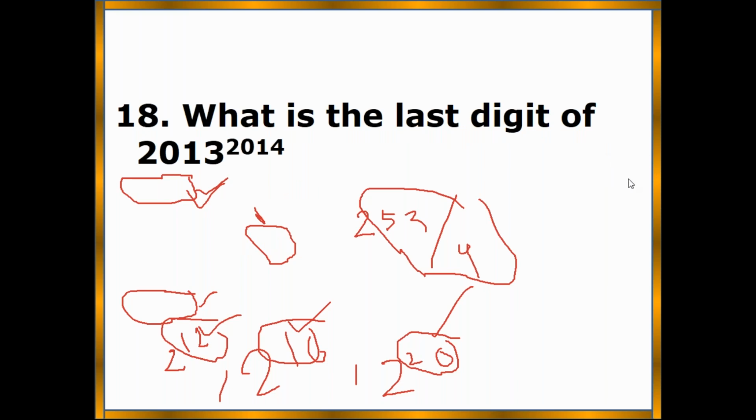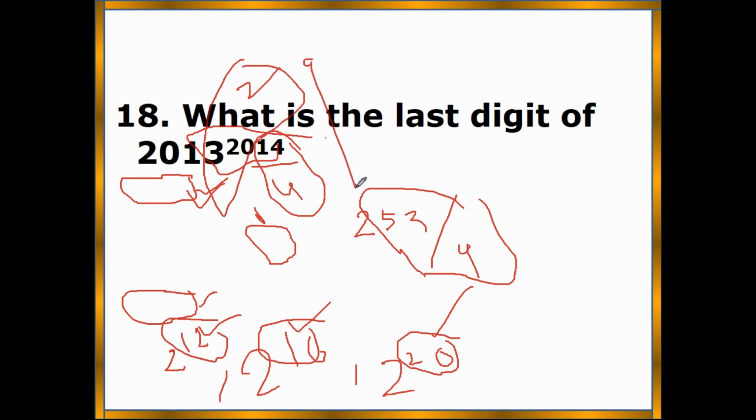2013 whole power 2014. 3 power 2014. So if it is 3, you have to divide the power by 4. 14 by 4, 4 3s are 12. What is the remainder? 2. So 3 power 2 is what? 9. That is the answer. For 0, 1, 5, 6, the power is anything, the answer is the number itself. For 4 or 9, you have to focus on even power or odd power. For 2, 3, 7, 8, you have to go with division by 4. Concentrate on the remainder.